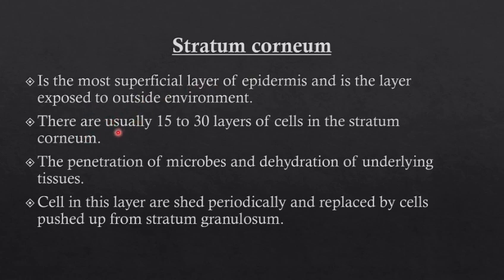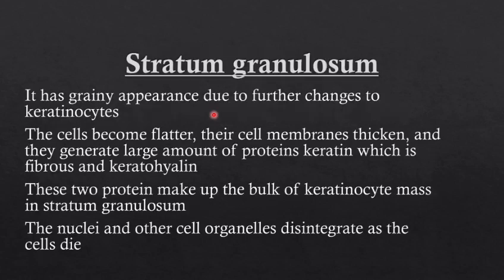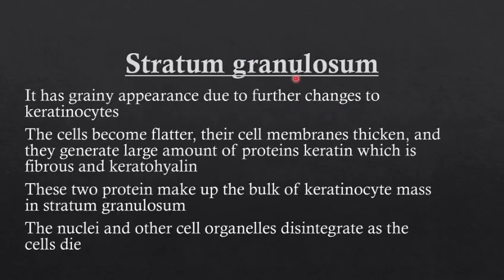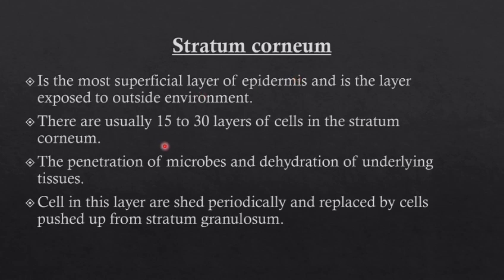There are usually 15 to 30 layers of cells in the stratum corneum. In the previous slide, there were about 8 to 10 layers in the stratum spinosum. Most of the layers of cells are present in the stratum corneum. It protects against the penetration of microbes and dehydration of underlying tissues. Cells in this layer are shed periodically and replaced by cells pushed up from the stratum granulosum.